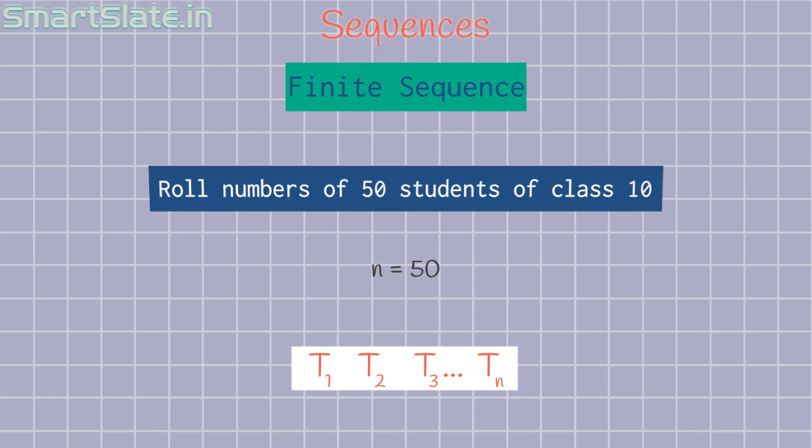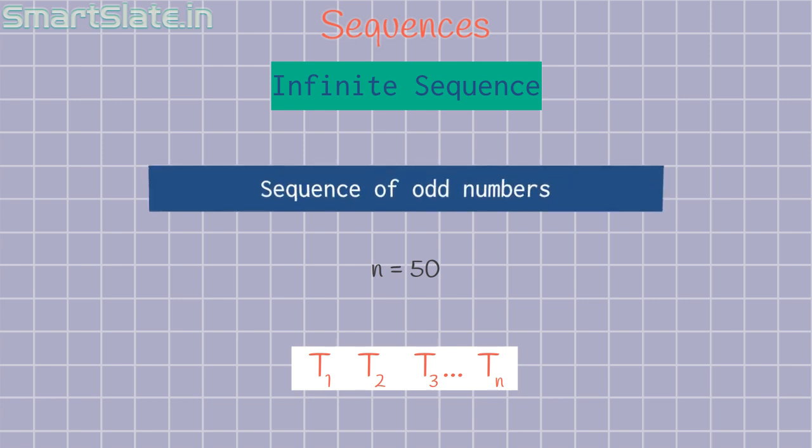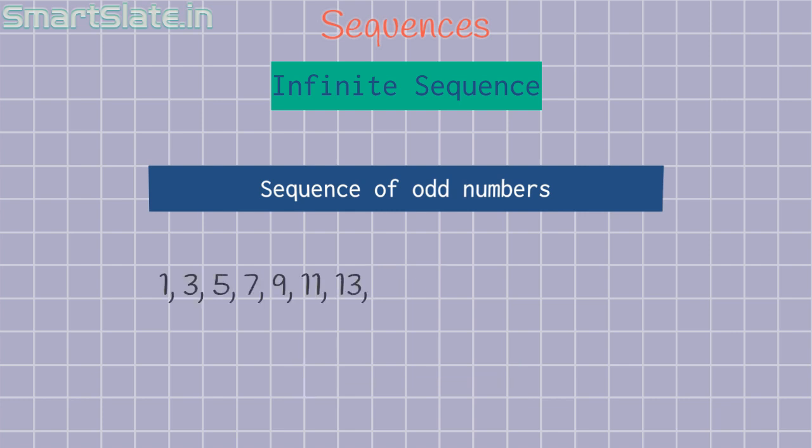If the terms of the sequence are infinite in nature, then such sequence is called as infinite sequence. For example, sequence of odd numbers. This is an infinite sequence. Here the number of terms is infinite. You can keep on writing and this list will never end.